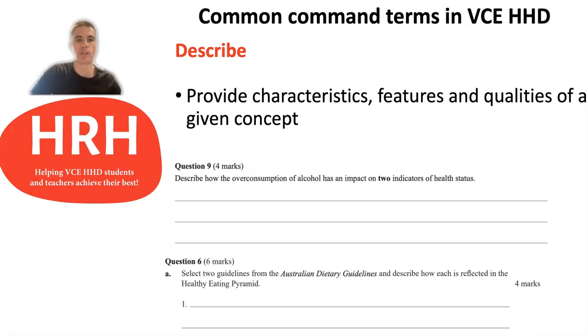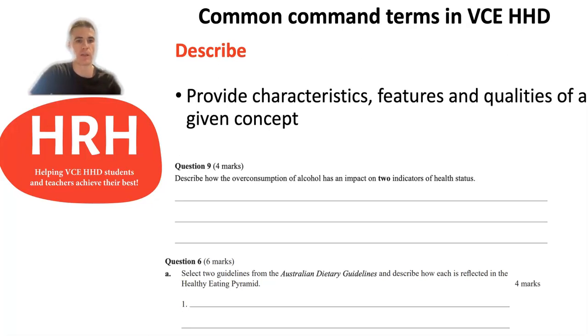You can see here, this one's now asking you to describe how the overconsumption of alcohol has an impact on 2 indicators of health status. So you're doing a couple of things in this question. You're describing the overconsumption of alcohol and then linking that to a health condition and linking that into health status. So that describe command term can appear in various lengths of questions.